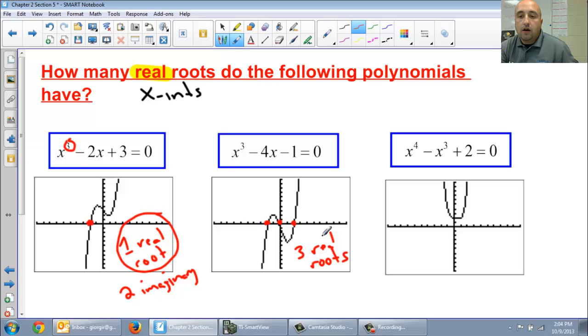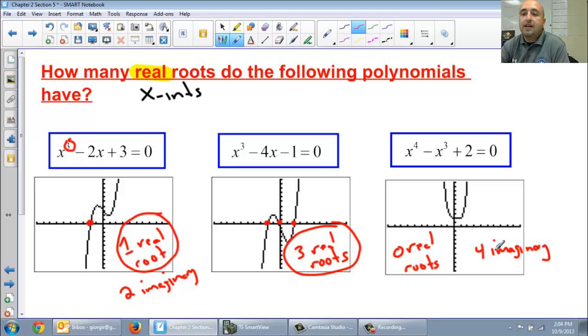Okay? Now, let's look at the third graph over. x to the fourth minus x cubed plus 2 equals 0. Here is the graph of that. This is an x to the fourth. How many times does this cross the x-axis? 0 times. So it has 0 real roots. How many imaginary does it have? Well, if it has 0 reals, and we know it has to have 4 because it's an x to the fourth, then it's got to have 4 imaginary. So to answer the question, it has 0 real roots.